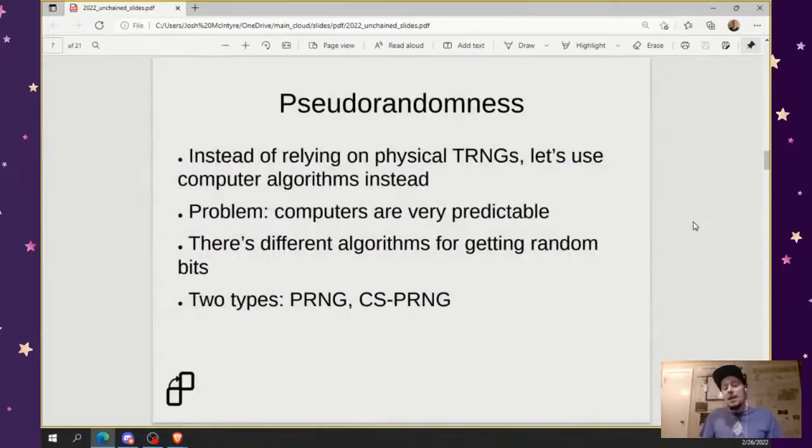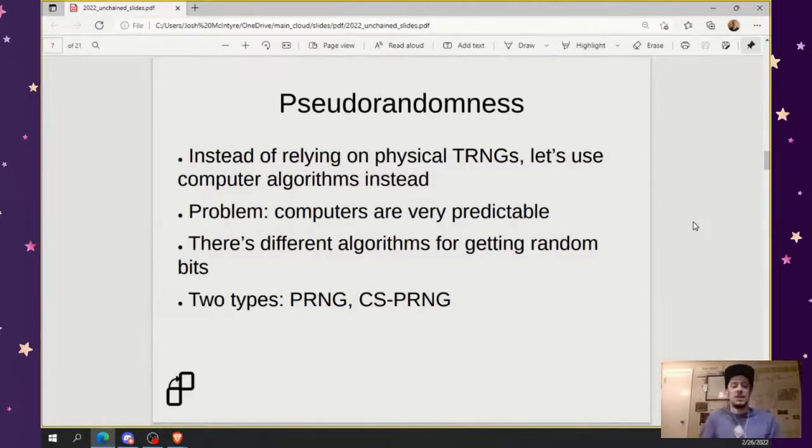So instead, when we're talking about computers, we generally use what we call pseudo-randomness. Instead of relying on true physical universe sources of entropy, we rely on random algorithms instead. Now, there's kind of a problem with creating random functions, and that's the fact that, opposite to radioactive decay or something like that, computers are very, very predictable machines.